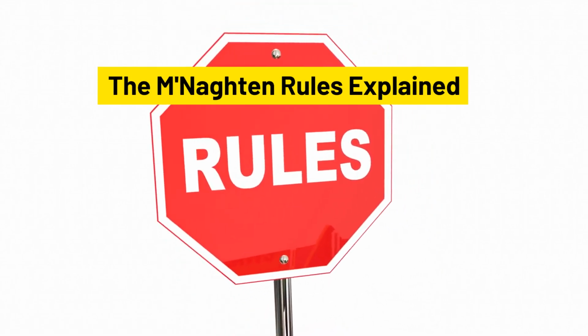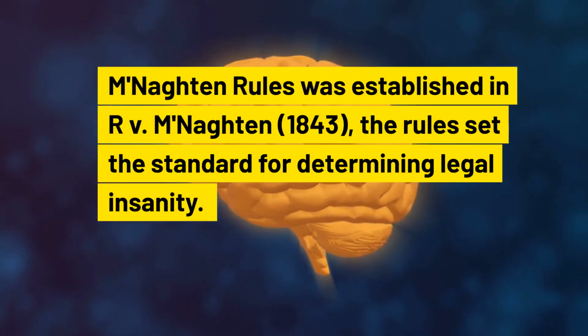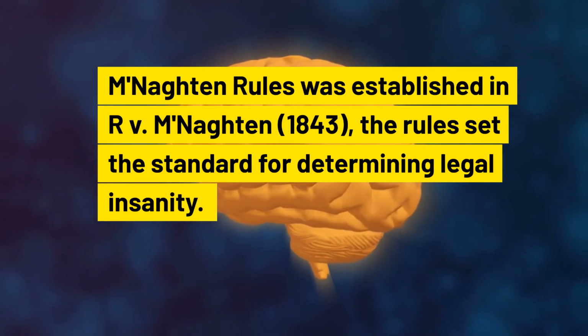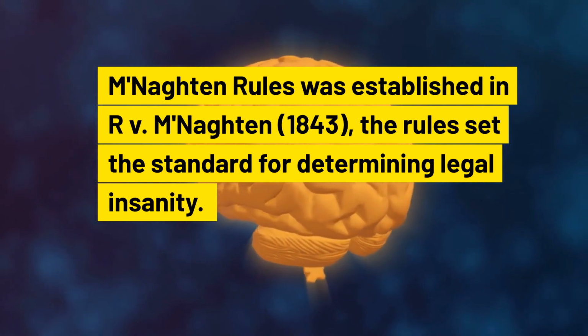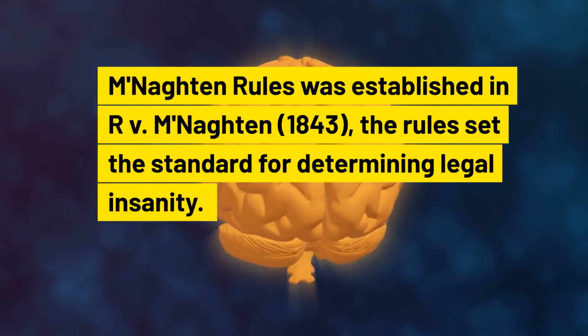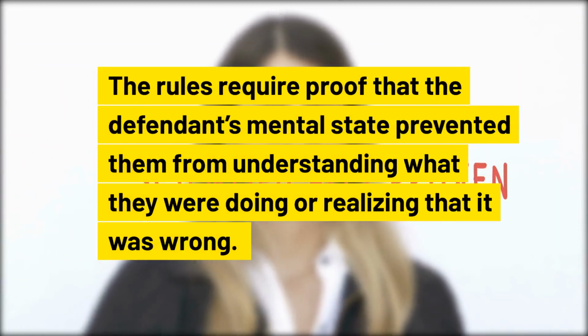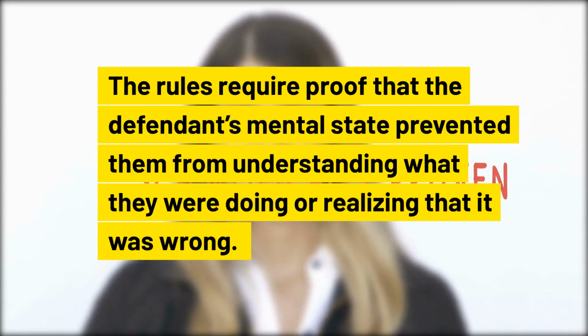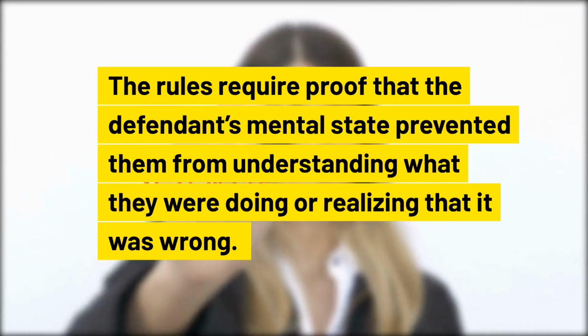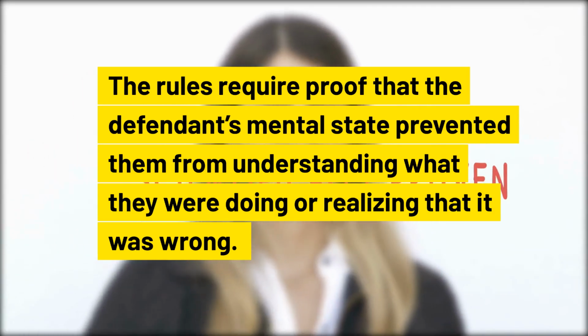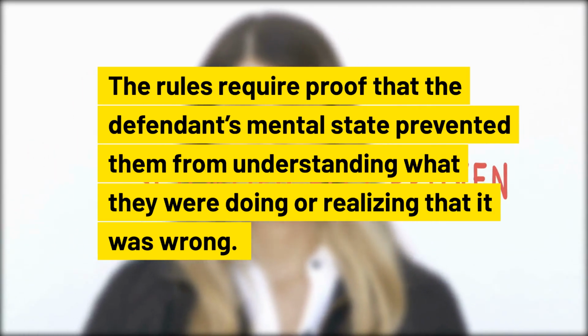The M'Naghten rules explained. The M'Naghten rules were established in R v. M'Naghten, 1843. The rules set the standard for determining legal insanity. The rules require proof that the defendant's mental state prevented them from understanding what they were doing or realizing that it was wrong. This defense doesn't excuse all mental illnesses. It must be a condition that affects the defendant's cognitive function, such as severe psychosis or schizophrenia.